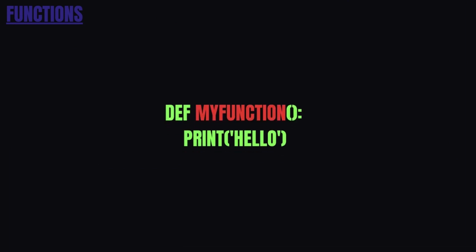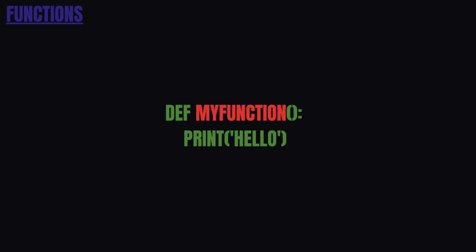Let's move on to functions. A function is a really useful way of calling and storing a bit of code. For example, this is a really simple function that prints hello. To write a function, write def. Then write the name of your function. The name can be anything, but cannot have spaces.